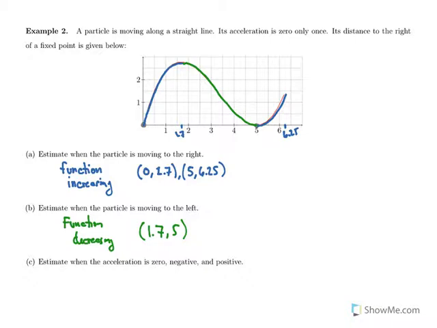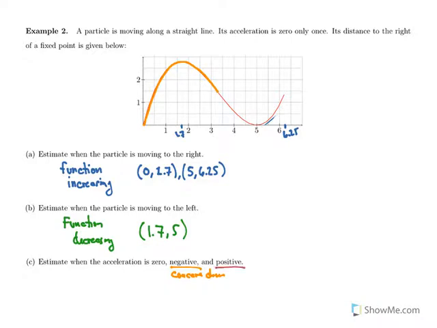Now let's think about when the acceleration is 0, negative, and positive. Let's first start talking about when the acceleration is negative. That's going to be concave down. So this function is concave down on about that interval. And there's some point where it changes from concave down to concave up.